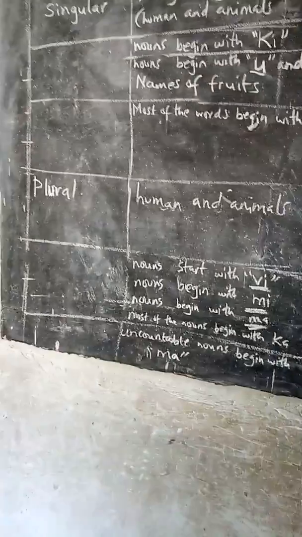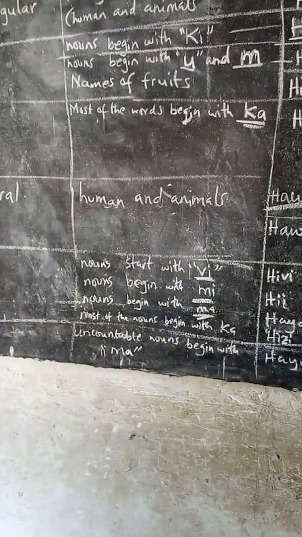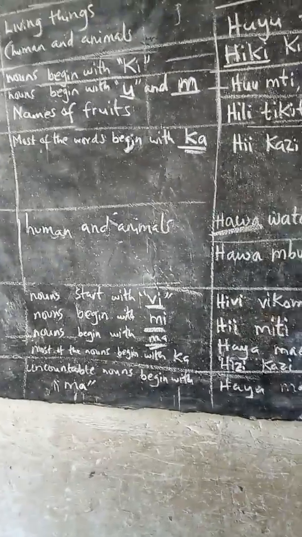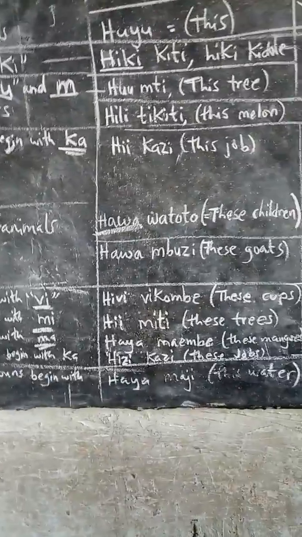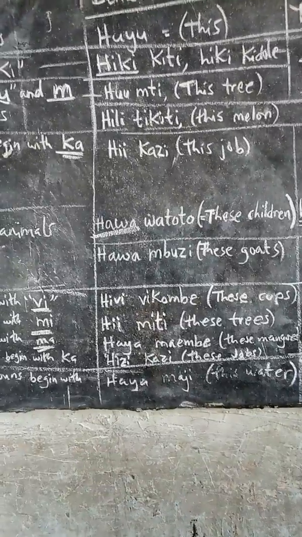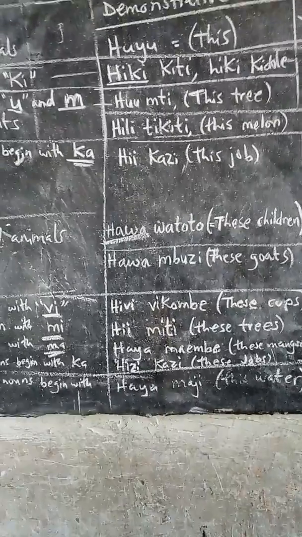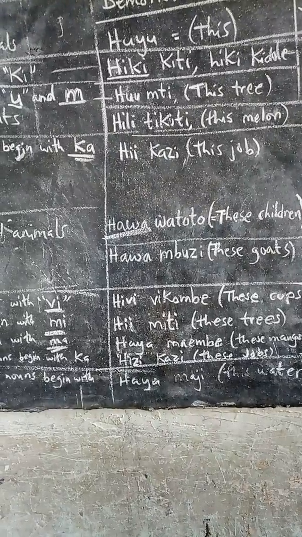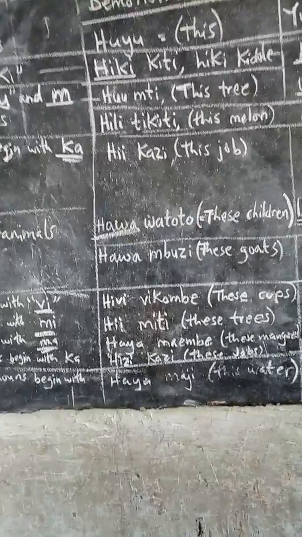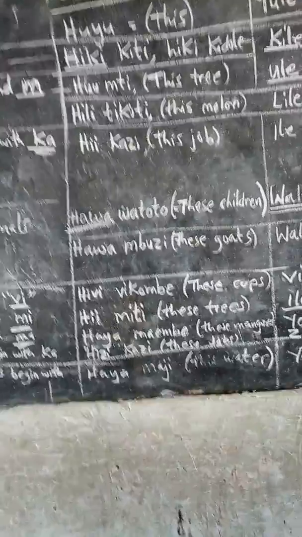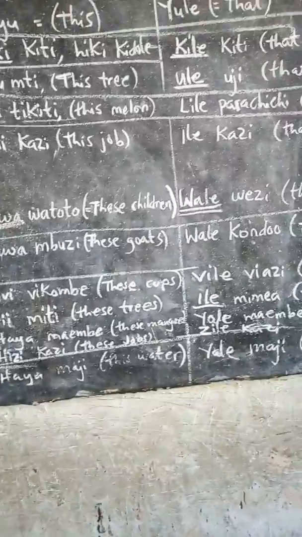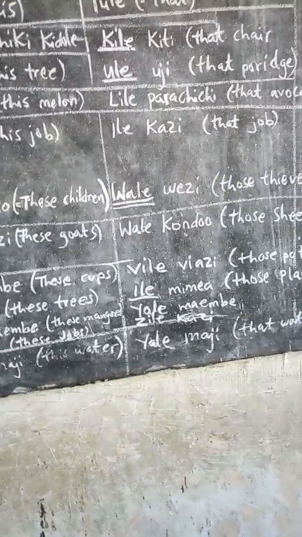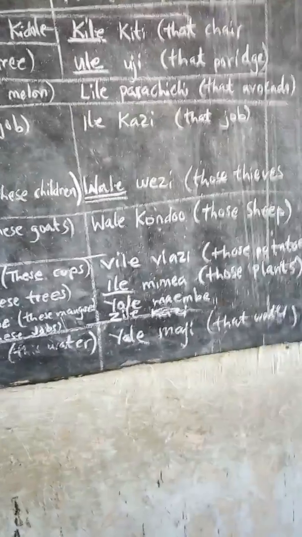Okay. Now nouns that start with v. The plural of the word kiti becomes viti. Hivi vikombe, these cups. Hivi means these. Hawa is for humans as well as animals; hivi is for the words that start with ki, which become v. Hivi vikombe, these cups. Vile viazi, vile means those, for the words that start with v, those potatoes.